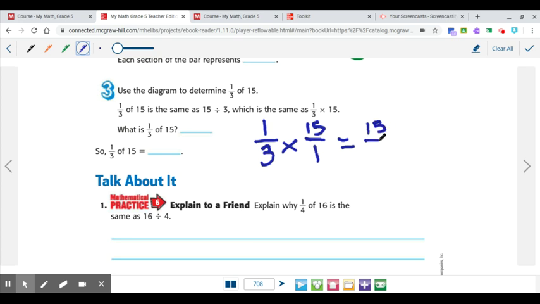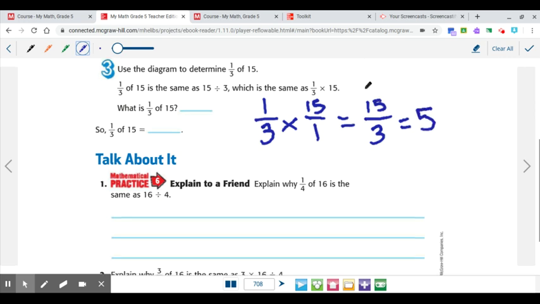Okay, now I just multiply straight across the bottom. 3 times 1 is 3. So it is definitely a multiplication problem, isn't it? But now that's an improper fraction. So if you take the top divided by the bottom, 15 divided by 3, you're going to get 5.